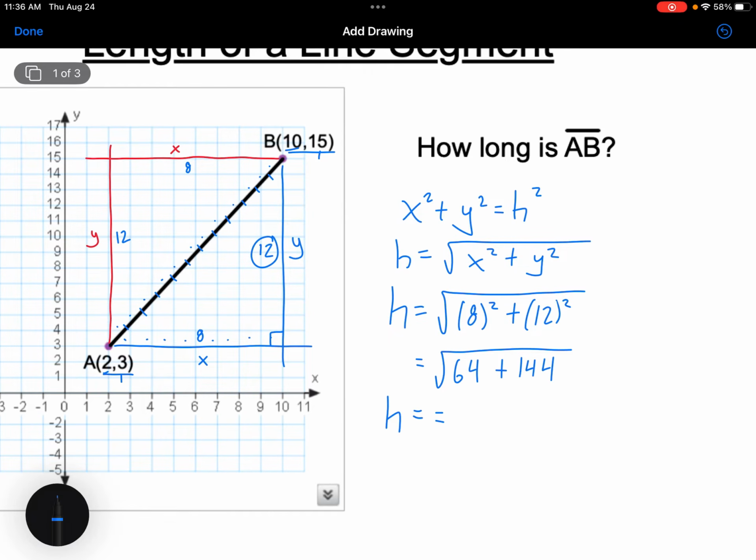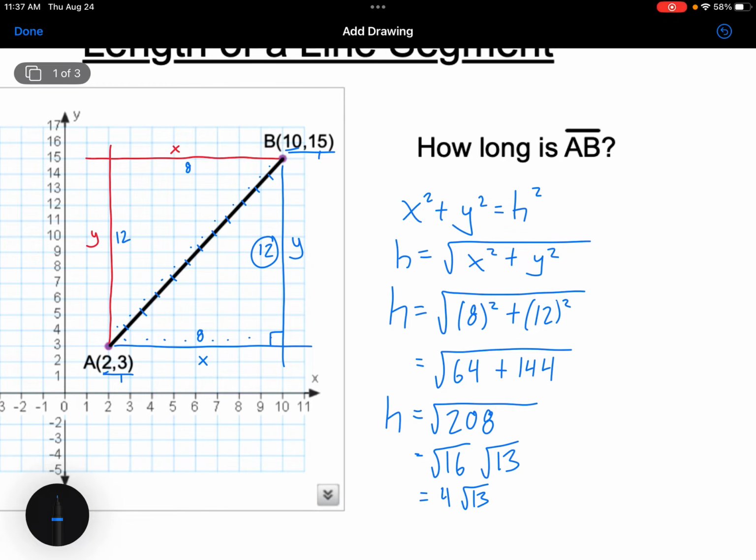And then my exact answer would be the square root of 208. Now, we know we could reduce that down based on our last note. What if we made this root 16 root 13? Well, that's going to be 4 root 13.